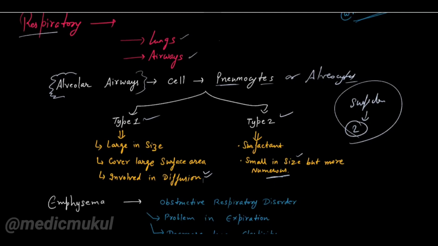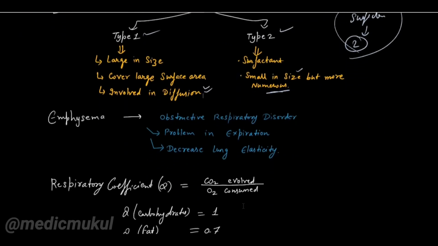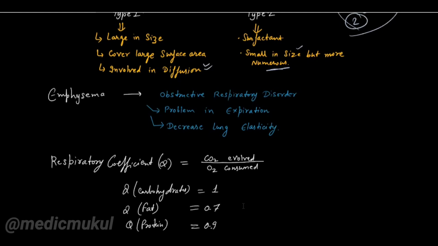Then one respiratory disorder that is given in your base is emphysema, an obstructive respiratory disorder. And you know that for obstructive respiratory disorders we have OX. O means obstructive, X means expiration. X means there is a problem in expiration. So what decreases in emphysema? Lung elasticity, and also baggy lungs will be formed here.